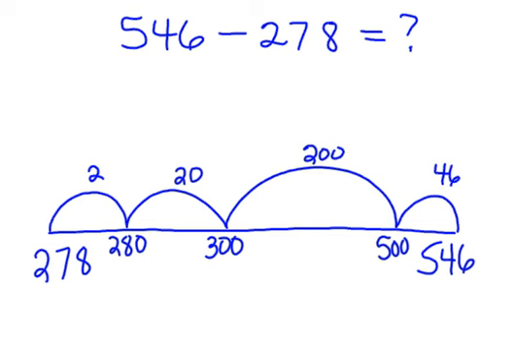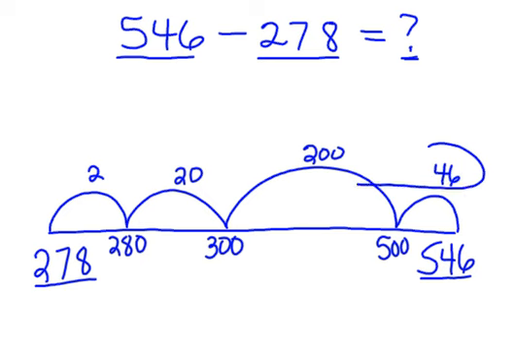So looking at my equation and then looking at my number line, I might wonder, gosh, with all those numbers, where's my answer? Well, here's the 546, and that's represented on my number line there. And here's the 278, which is represented on my number line there. So my question mark, the answer, must be a combination of all the leaps that I made.